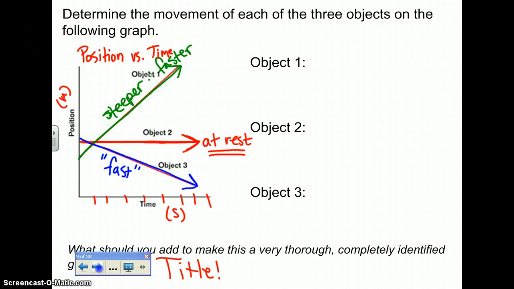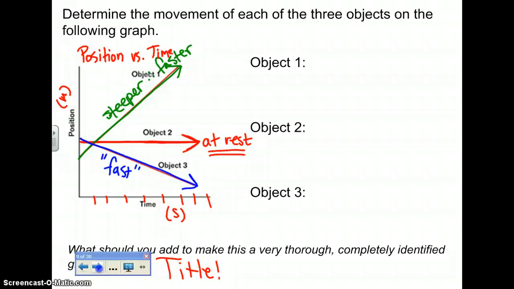Recapping here, look at the steepness of a slope. The steeper the slope, the faster the object is moving. Now, I'm being very specific and talking about position time graphs. If you see an object that makes a quote-unquote flat line, then you are experiencing an object that is at rest as time goes on.